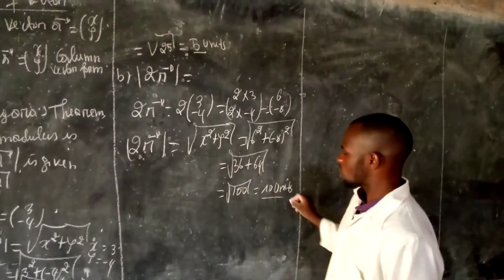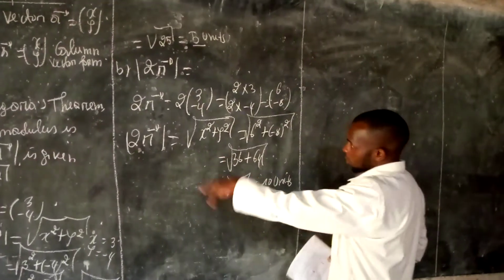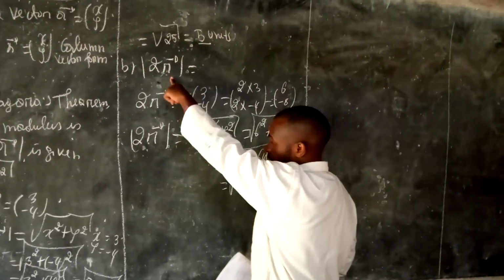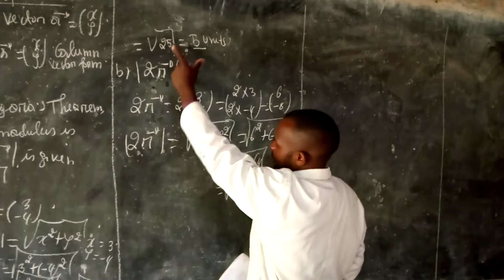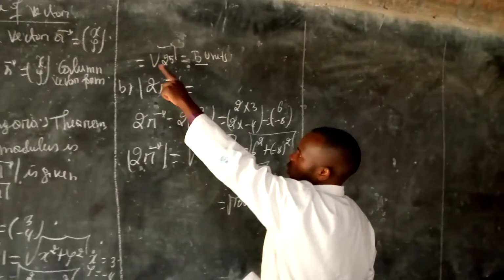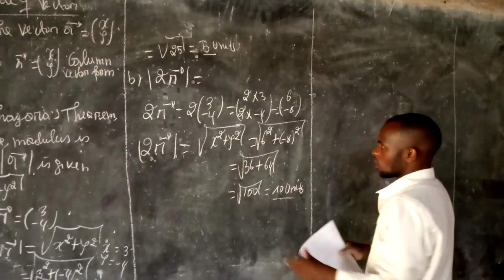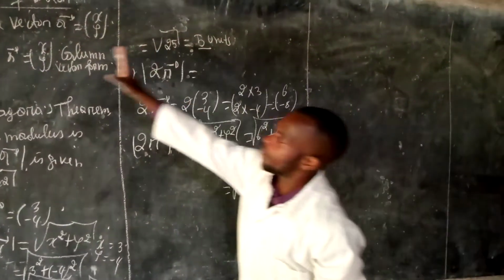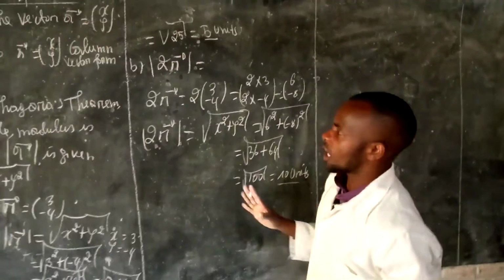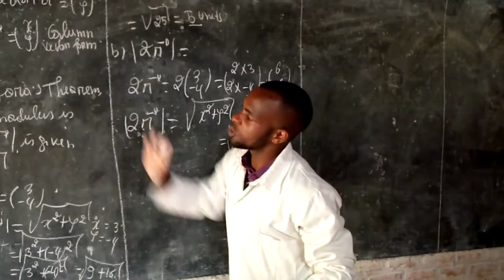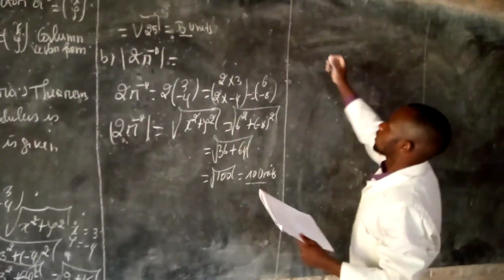Yes, it means that the product of the scalar by this vector r, its modulus or its magnitude, is equal to 10 units. But this one is how to find the modulus of one vector. So now, let us show you how to find the modulus of two vectors.